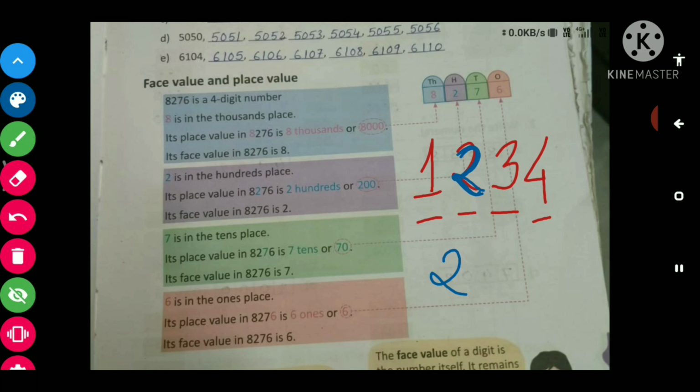Okay, now can you tell me the place value of 2? Place value will start from this one. So ones, tens, 100, and this one will be 1000. So here 2 stands in the 100 place, right? So the place value of 2 will be 100.